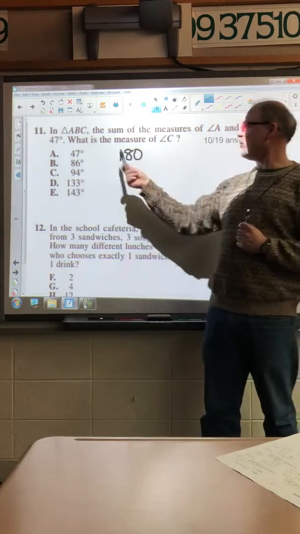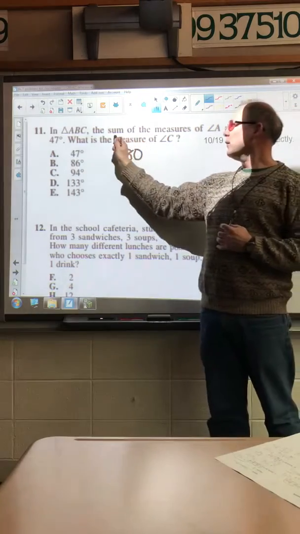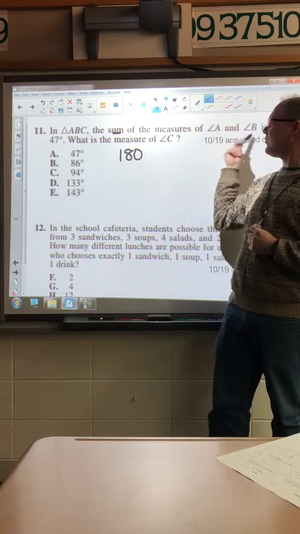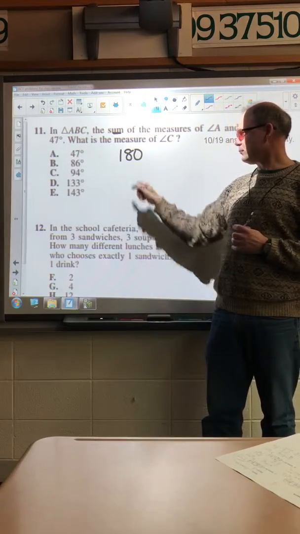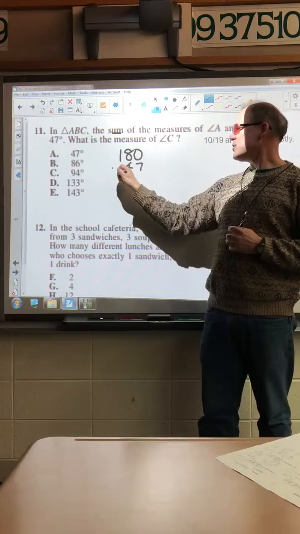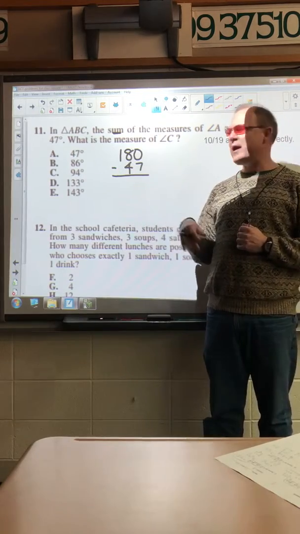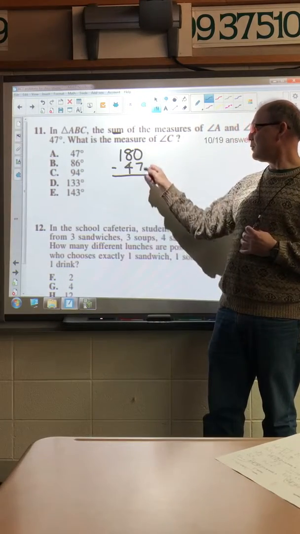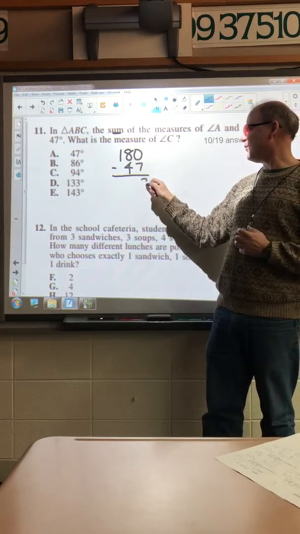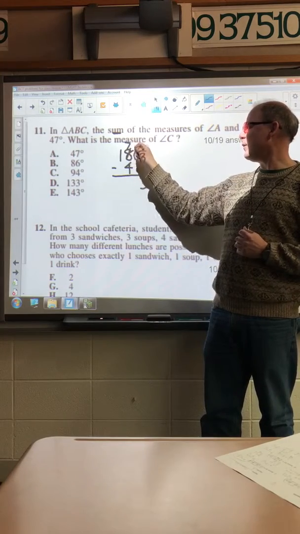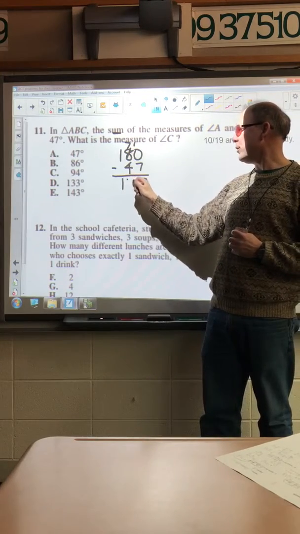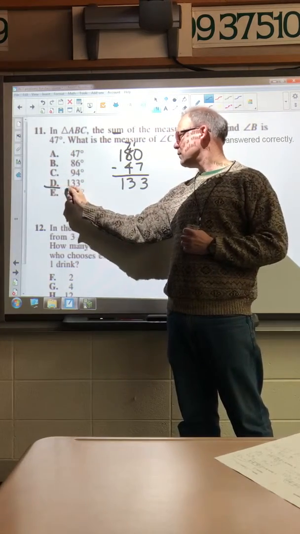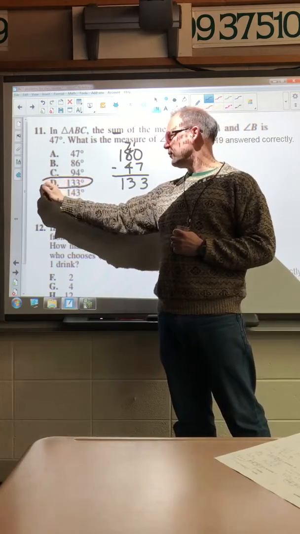And two of those angles, the sum, there's a vocabulary word from the beginning of this unit. So when you add those two angles together, you get 47. So if you just subtract 47 from 180, that's going to give you the measure of that third angle. So 10 minus 7 is 3. We borrowed 1 there. 17 minus 4, 13. So the answer to that one was D, 133 degrees.